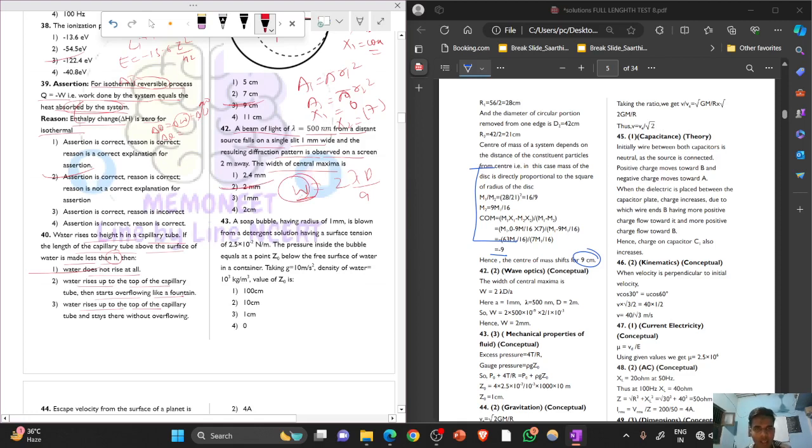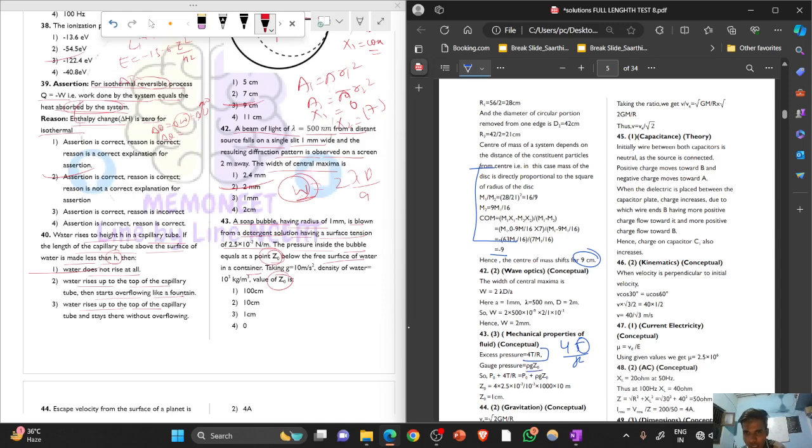Now moving ahead, a soap bubble having a radius R is blown from a detergent solution having a surface tension T. The pressure inside the bubble is P0, at a depth Z0 below the free surface of water in a container. Find the value of Z0. You just need to understand the concept of excess pressure inside a bubble. So moving to the explanation, you know the excess pressure will be 4T by R. T is the surface tension, R is the radius of the bubble. And the gauge pressure is rho g Z0.